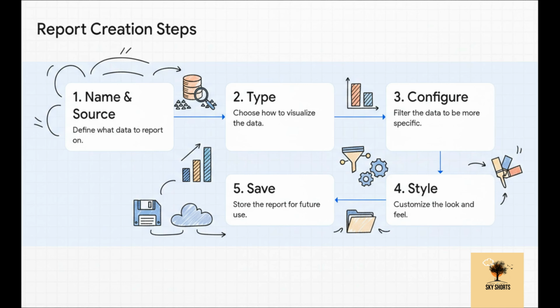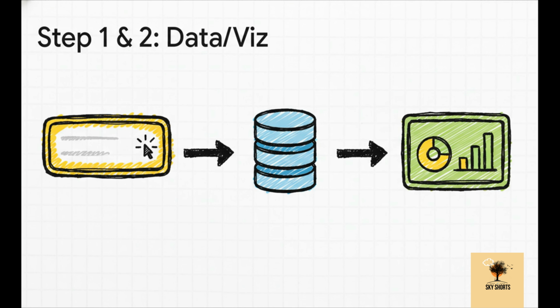Let's start with the first 2, because they really go hand in hand. So first up, you give your report a name, something really clear, like active users last 90 days. Then you pick your source. Where's the data coming from? In this case, we'll say the user table. And finally, you choose your visualization type. Do you want a donut chart, a bar graph? This is where you decide how your story is going to be told.